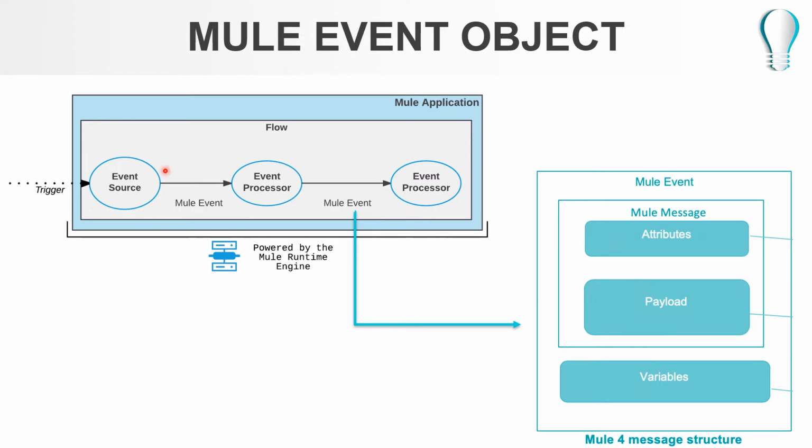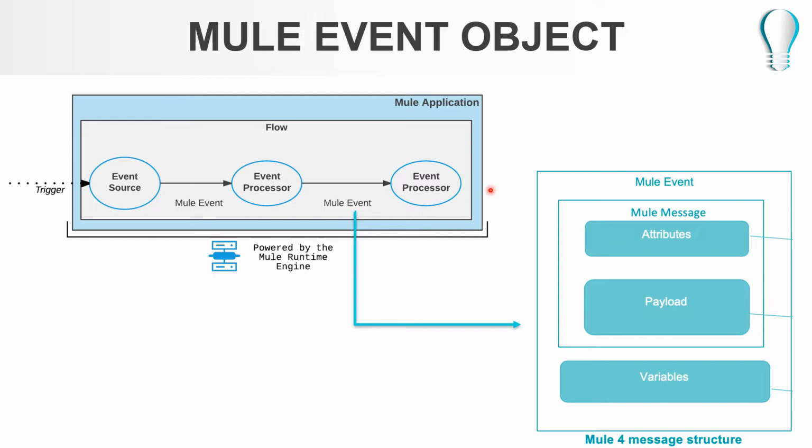What is this Mule event? Mule event comprises of Mule message and variable. If you see this inner square bracket, Mule message comprises of attributes and payload, and Mule event comprises of Mule message and variable. You would have seen this diagram so many times till now, but it is important from the exam point of view. In the exam, they might ask you questions, for example, is variable part of Mule message or Mule event, or what is part of Mule message. It is basic, but ensure that you know this diagram by heart.